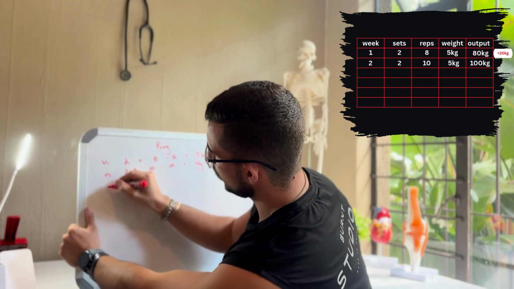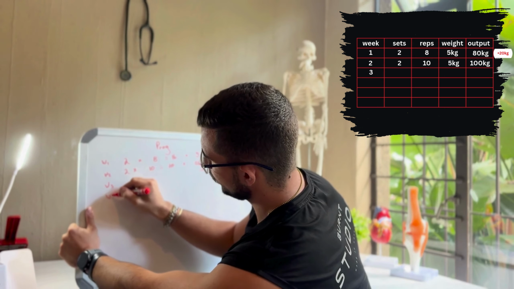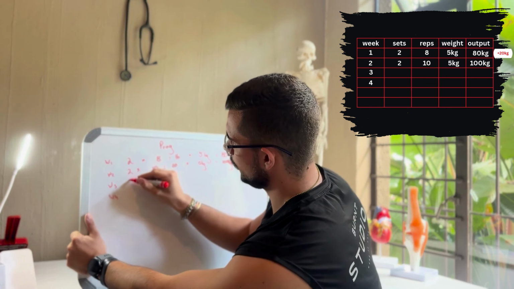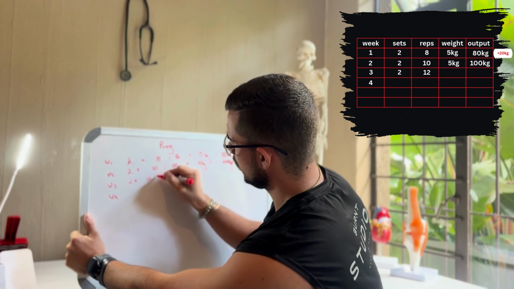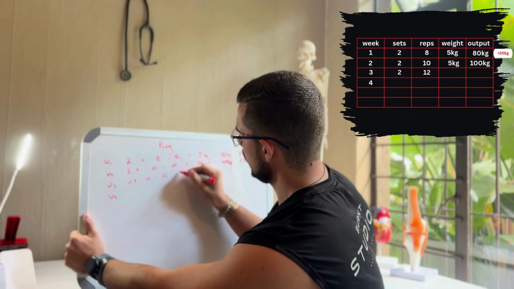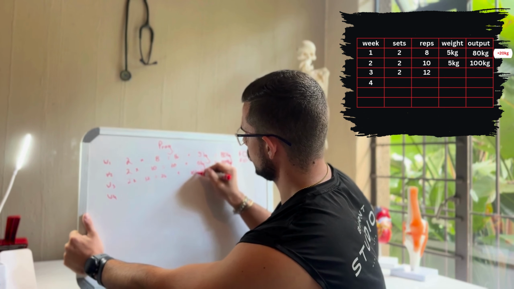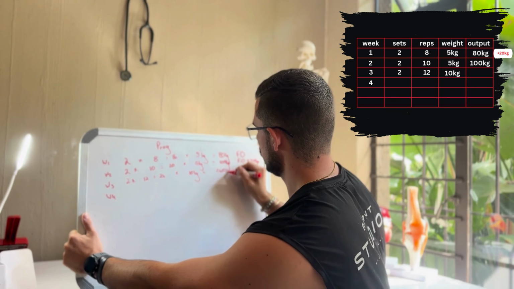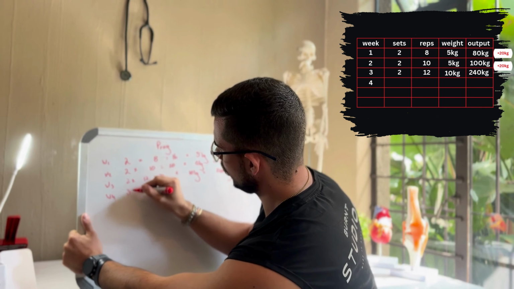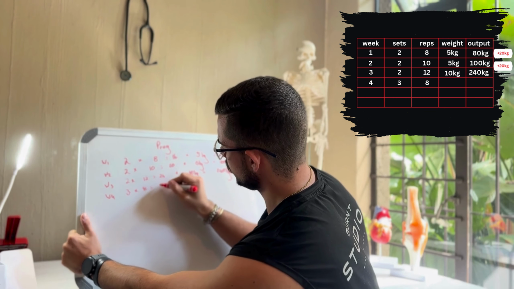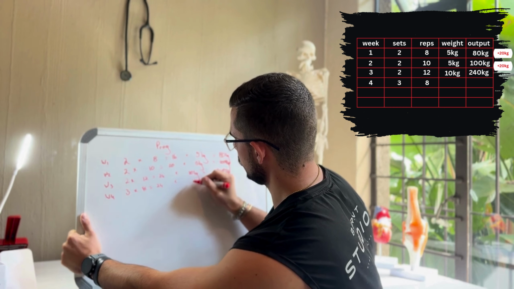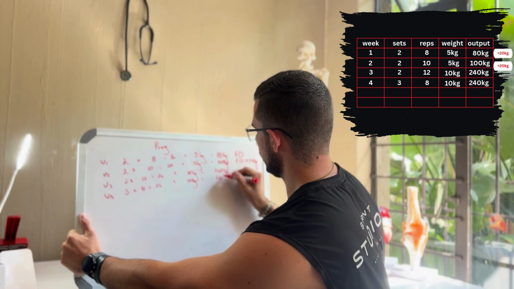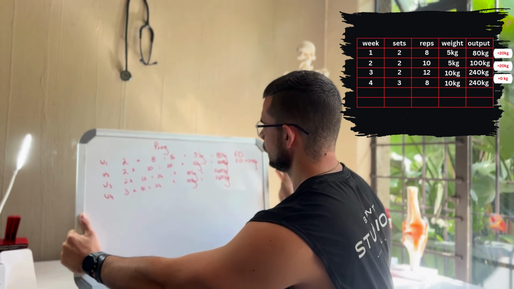Now, if we take a look at week 3 and week 4, we're going to see more or less the same trend that we saw before. So if we take 2 times 12, which is 24, and we say 10 kilos, we are going to get a force output of 240 kilos. And if we take week 4 of 3 times 8, which is also 24, times 10 kilos, your force output is going to remain exactly the same.